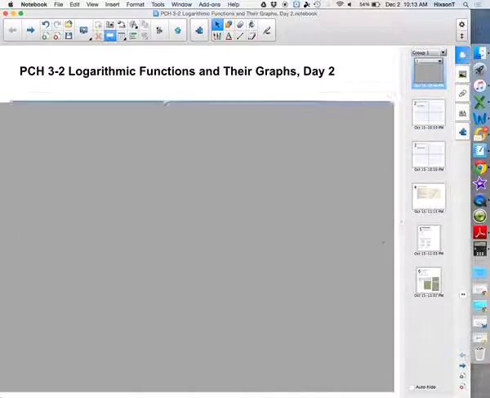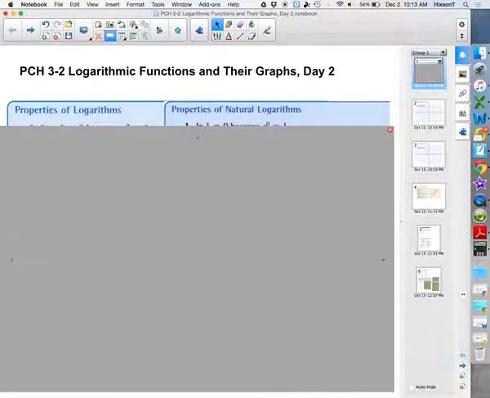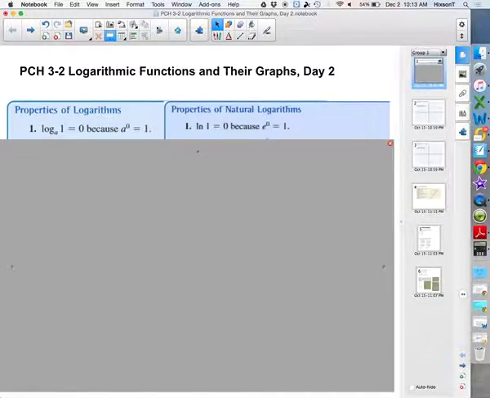So, for example, I have the natural logs and then just a general logarithm side by side so you can see these work for both. The log base a of 1, or the natural log of 1, is always going to be 0. Okay? And that's because anything to the 0 power is 1.